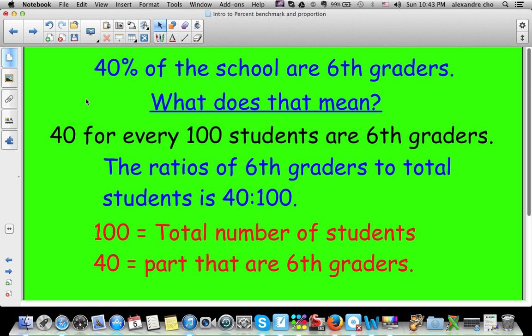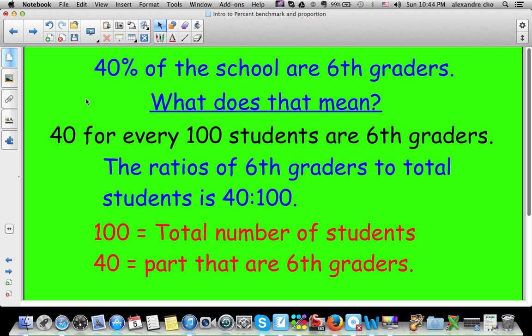All right, so 40% of the school are 6th graders. So what does that mean? It means that if there were 100 students, 40 of them would be 6th graders. Or in our first sentence here, written in black, it says 40 for every 100 students are 6th graders.